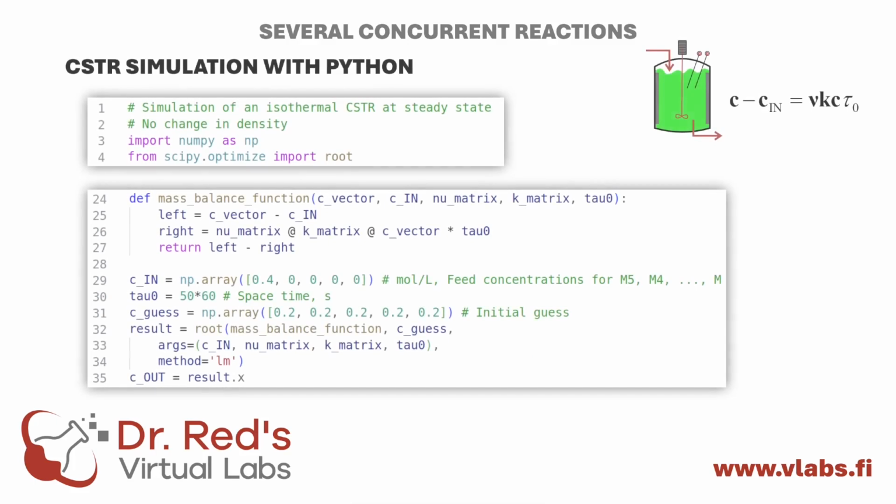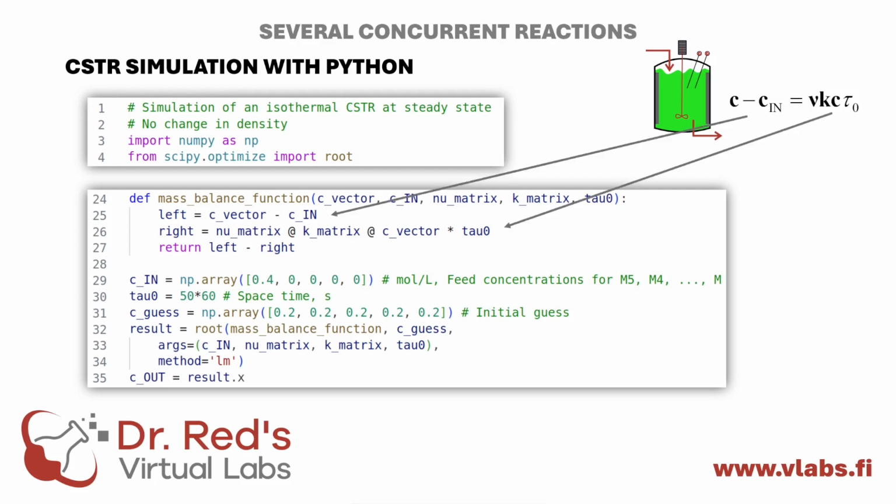As already mentioned, calculating the steady state of a CSTR involves solving a set of algebraic equations. Here we use the root function from the Python Scientific Computing Library. The mass balance equations are given in the wittily named function mass balance function. Note how the left and right side are written just as you'd write with pen and paper.